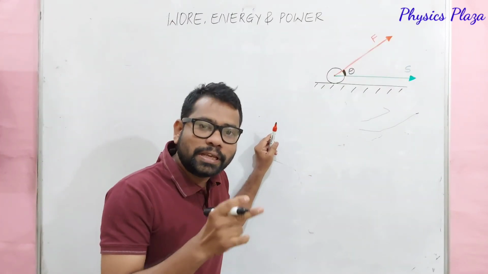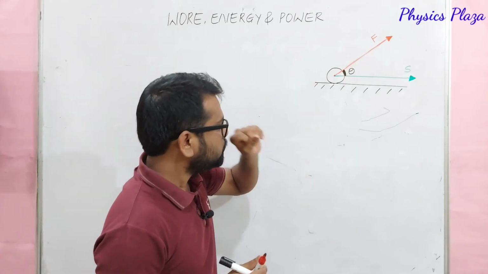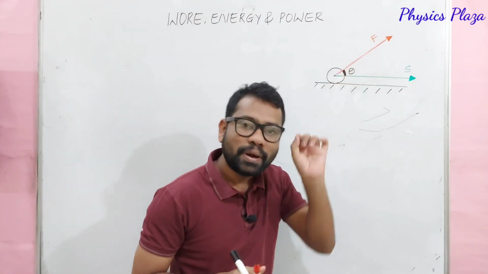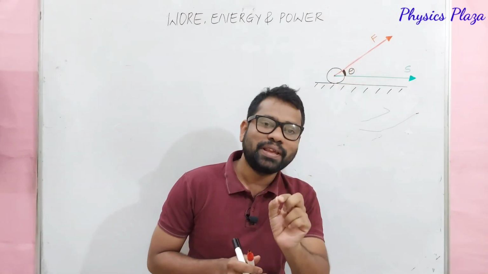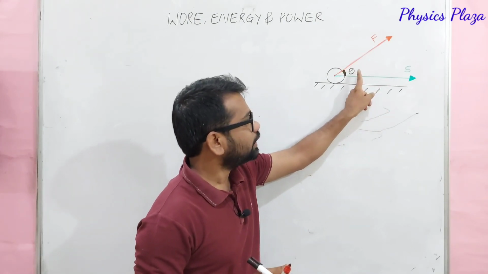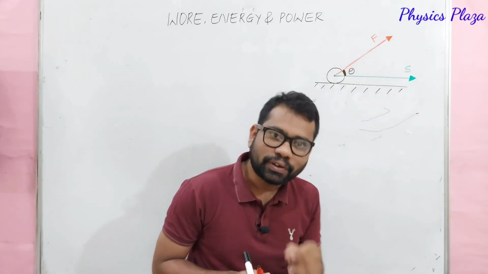Children, now we will see important formulas in work, power, and energy. Look here. On the body a force F is acting, but the body is displaced in such a way that the angle between force and displacement is theta. Then how can we calculate the work done?